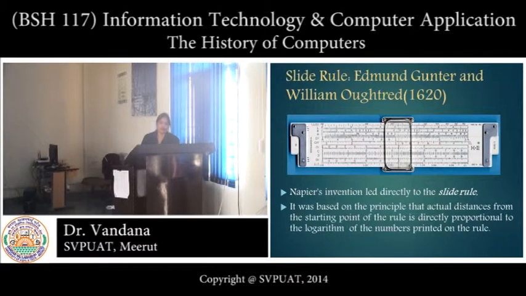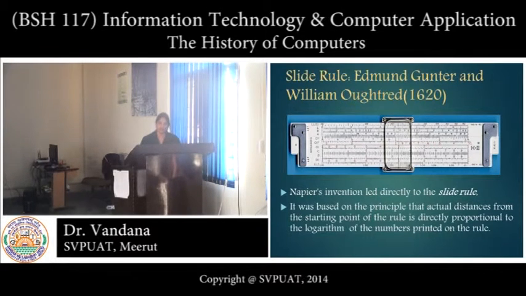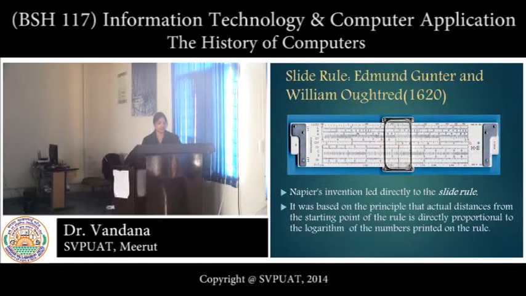Edmund Gunter and William Oughtred developed the slide rule. They also used it for the purpose of calculating logarithms. How? 2 slide rules were there. They were flexible enough, designed in such a manner that with some space in between, one slide can easily be rotated over the other. It was based on the principle that the actual distance from the starting point of the rule is directly proportional to the logarithm of the number which is printed on the rule.